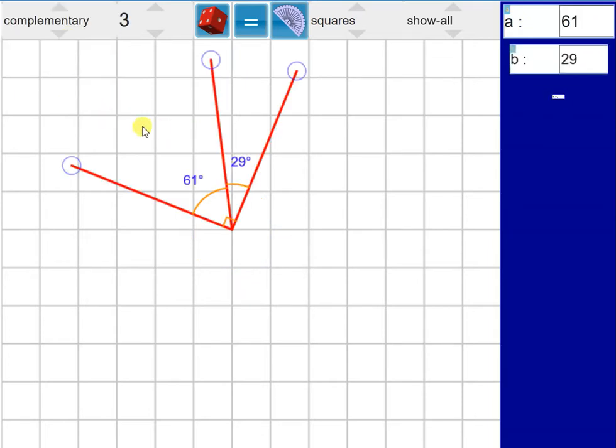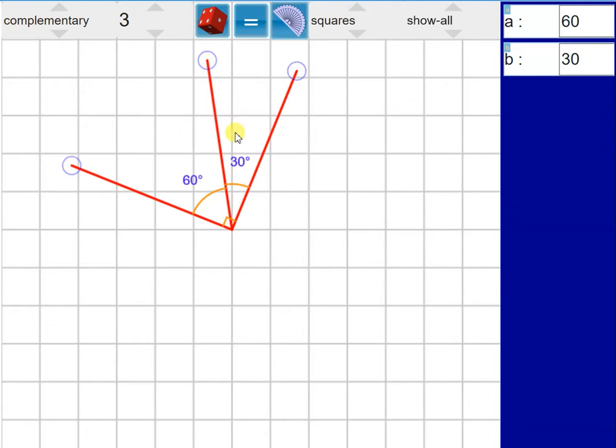Now we also need to understand complementary angles. So here you can see you've got a right angle, and often the right angle is shown as a square, so you can just about see that orange square. But if you've got two different angles within a right angle, you've got complementary angles, and that means you've got angles that add up to 90 degrees.